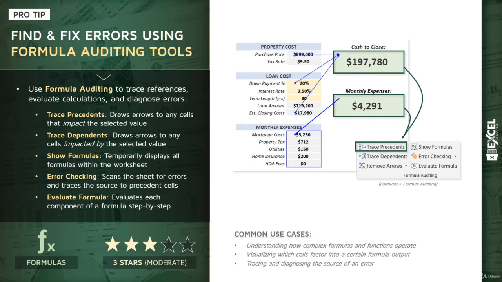So a ton of practical use cases here. For one, simply understanding how some of these complex formulas and functions might be operating. Number two, visualizing which cells factor into a certain formula output or cell. And then three, tracing, diagnosing, and hopefully fixing the source of any errors that you run into. So with that, let's jump into the demo. Let's get hands-on in our protip workbook and practice working with some of these auditing tools.